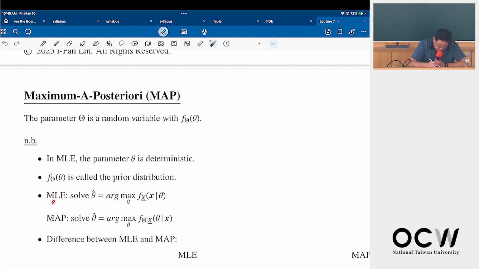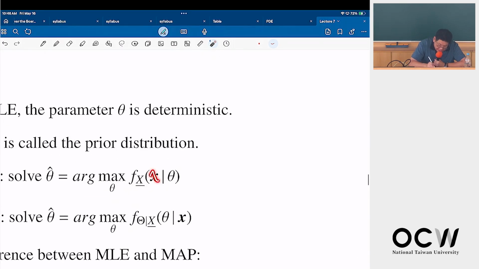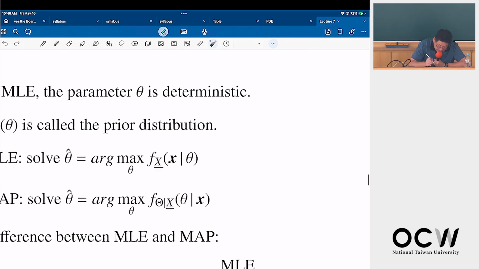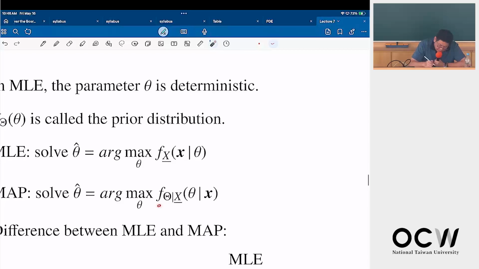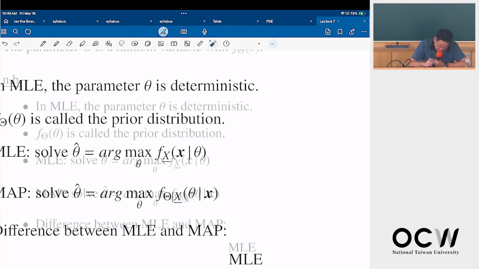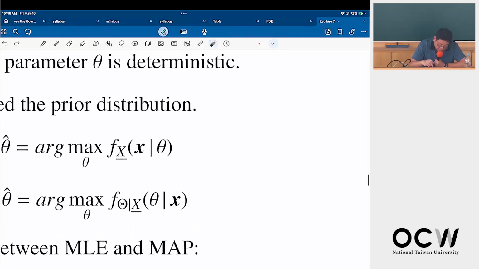For the maximum likelihood estimation, we try to maximize the PDF. And you can see that this X is like a vector, a random vector. But for the MAP, we're still trying to find the parameter, based on the conditional PDF. And we call this distribution the posteriori distribution.